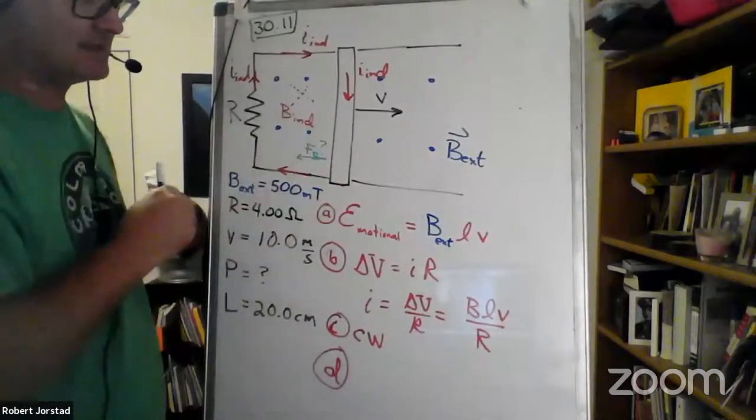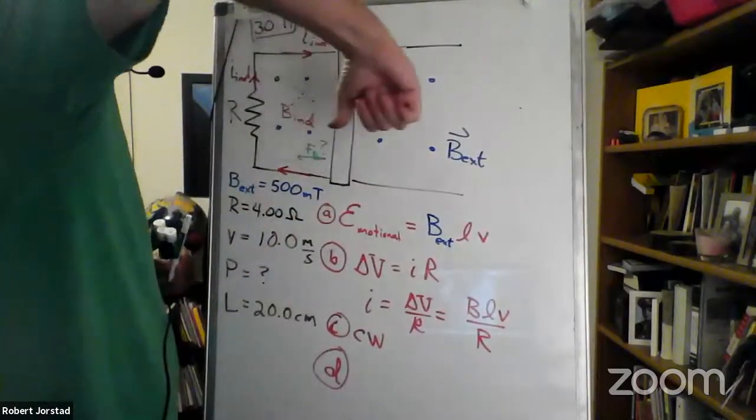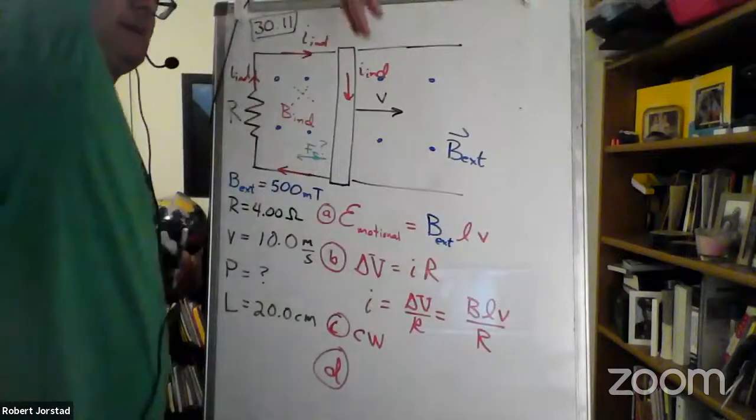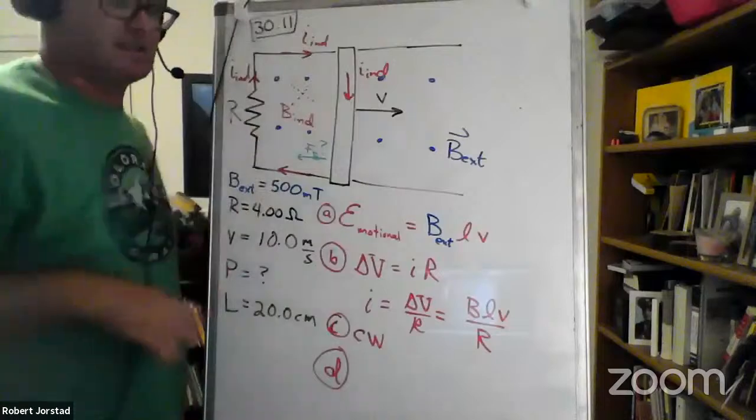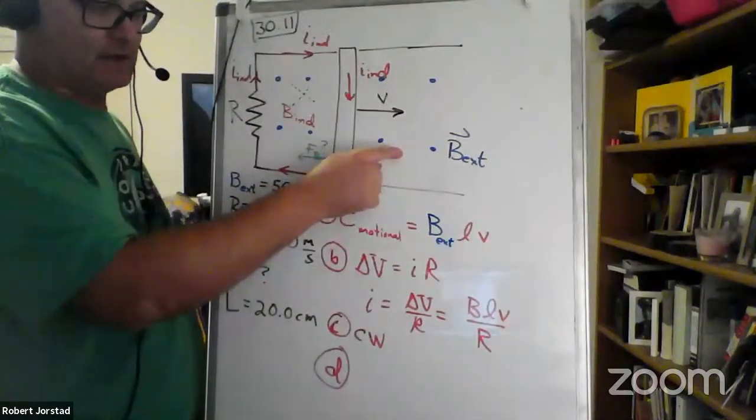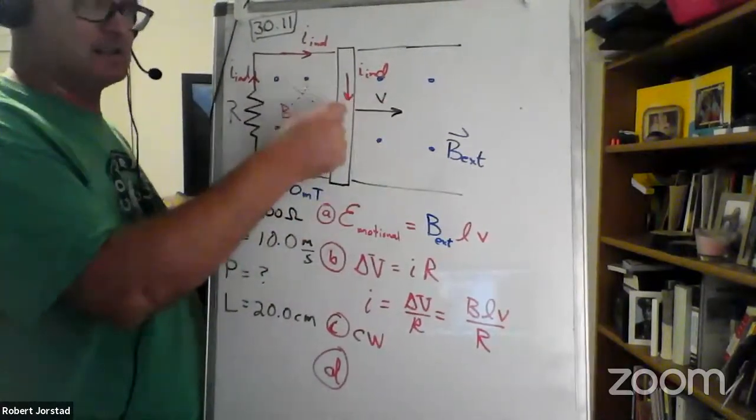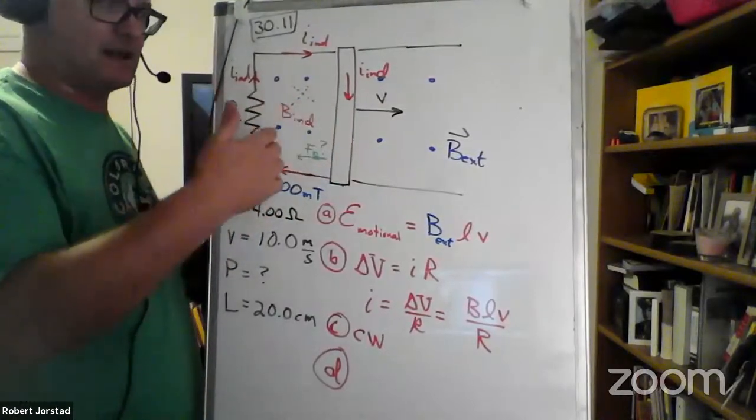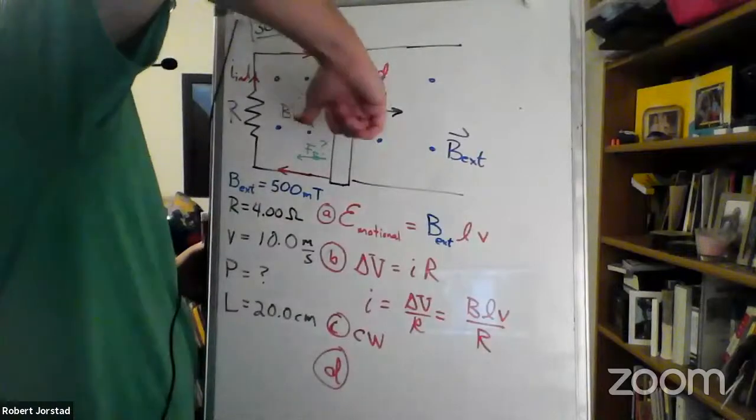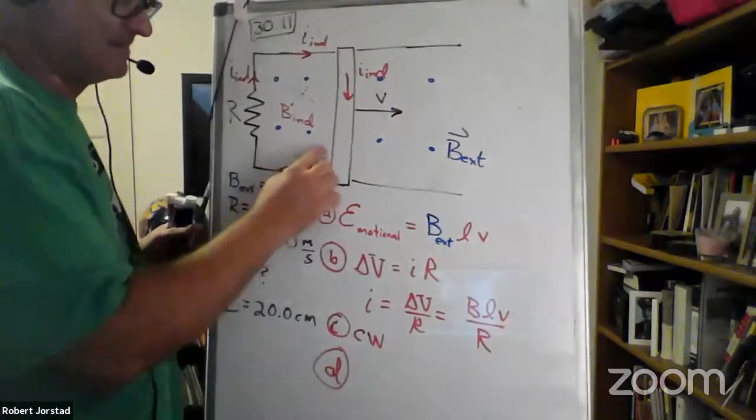Does that make sense? I goes to B. Yes. I goes to B external, goes this way. So remember, the external magnetic field is the one that causes a force on the induced current. The induced field cannot cause a force on itself. All right.